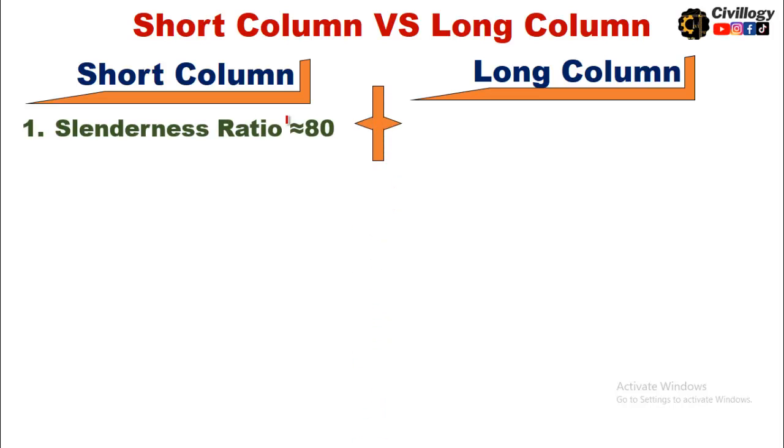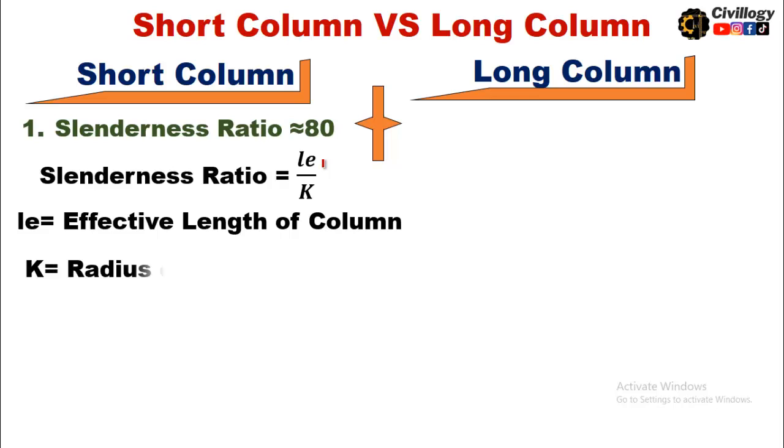The first condition is the slenderness ratio for short column should be equal to or less than 80. What is slenderness ratio? It is the ratio of effective length and K. What is K? It is radius of gyration.